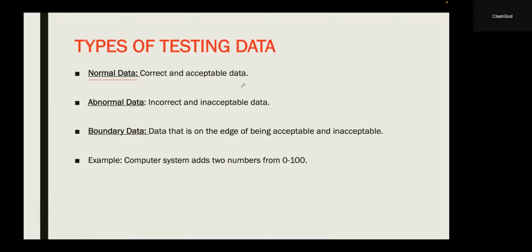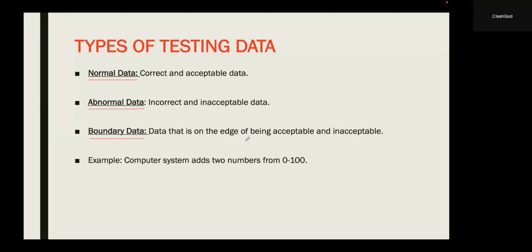But we'll talk about this later. First, let's talk about these 3 types of data. We need to use all 3 types of data, and we enter these data into a computer program to make sure that the program works. First is normal data. It is the correct and acceptable data. Abnormal data is incorrect and unacceptable data, and boundary data is data that is on the edge of being acceptable and unacceptable.